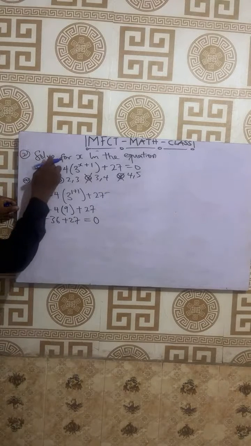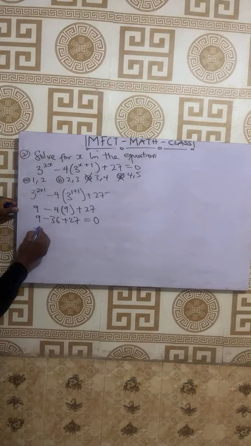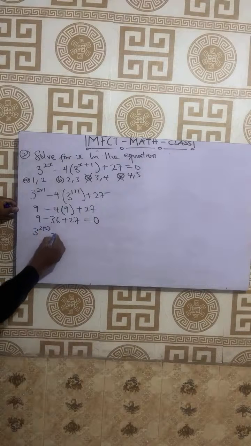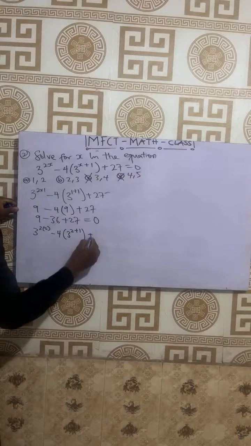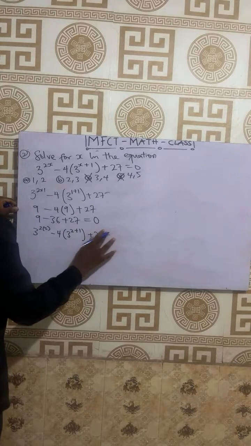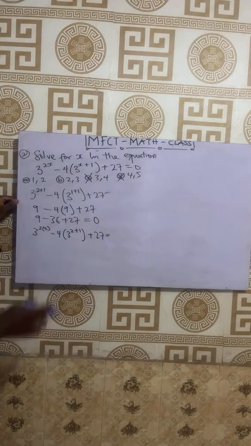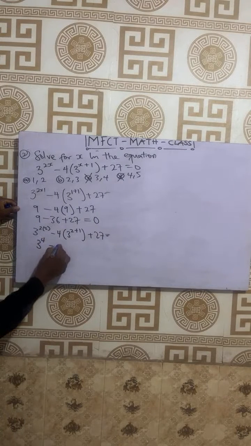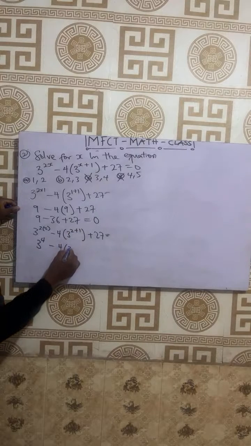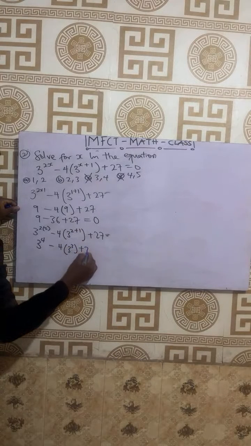So if I should also substitute 2 here, that will be 3 raised to power 2 times 2 minus 4, 3 raised to power 2 plus 1 plus 27. Now, guys, what is 2 times 2? That is 4. So this will be 3 raised to power 4 minus 4, 2 plus 1, 3 raised to power 3 plus 27.